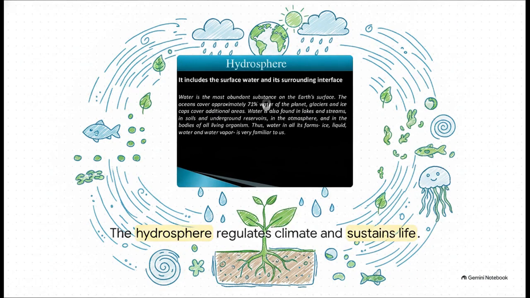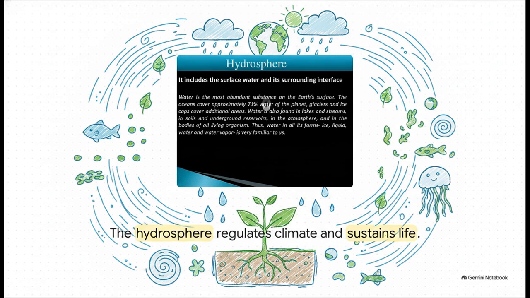So what does that 71% actually do? Well, the hydrosphere isn't just sitting there. It's a highly active system. Water is the great regulator, you guys. It maintains the Earth's climate, it transports crucial nutrients, ensuring our soil stays fertile, it's completely necessary for photosynthesis, and it provides a habitat for countless aquatic plants and animals. Without the hydrosphere, the biological engine of the planet simply stops.